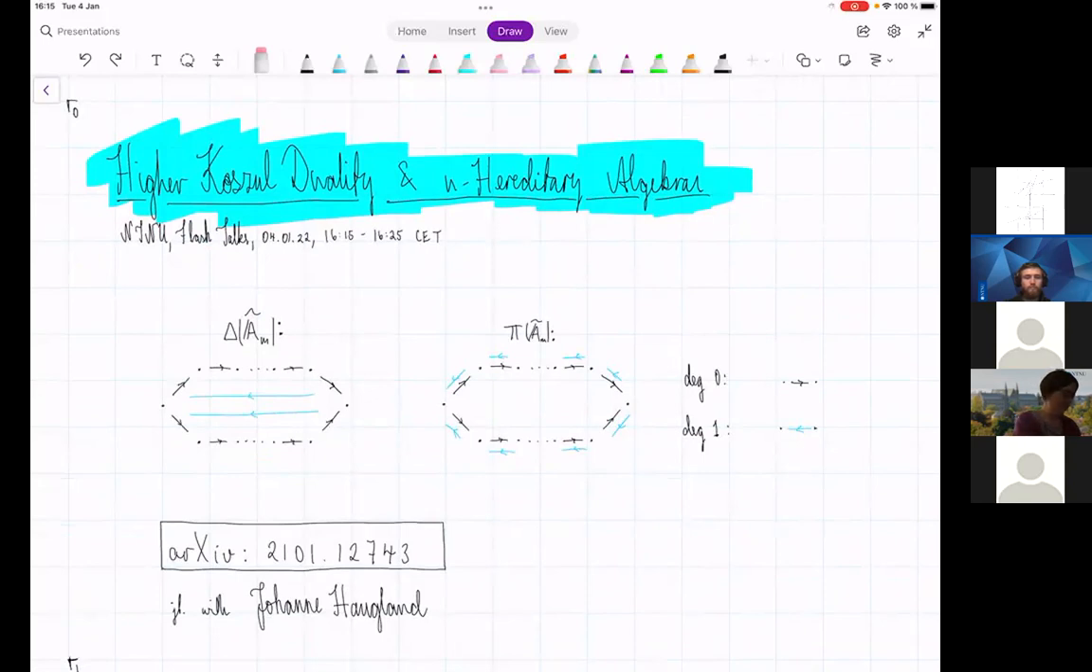So I want to note that this is based on joint work with Johanne Haugland, and you can find more details in this arXiv preprint we'll have listed here. Some of you might have heard parts of this presented in other forums, but there might be, if time permits, some new things at the end here, things that we haven't presented in this way, at least before.